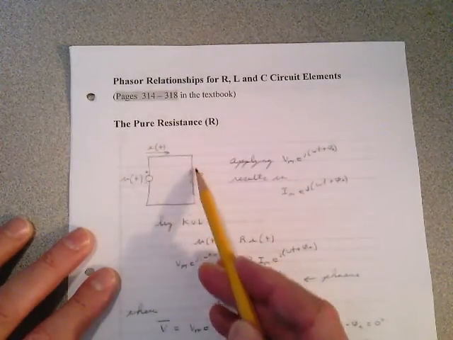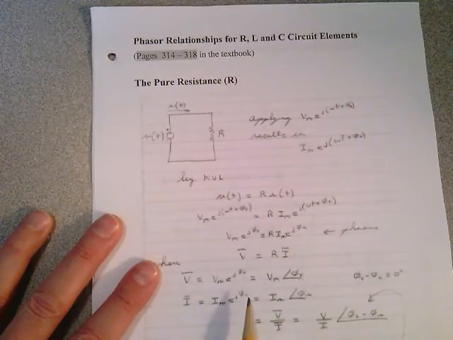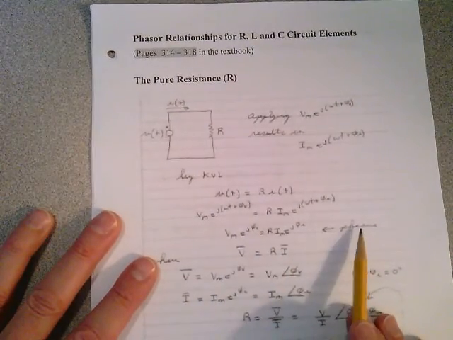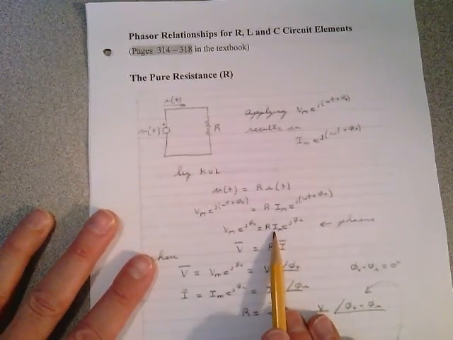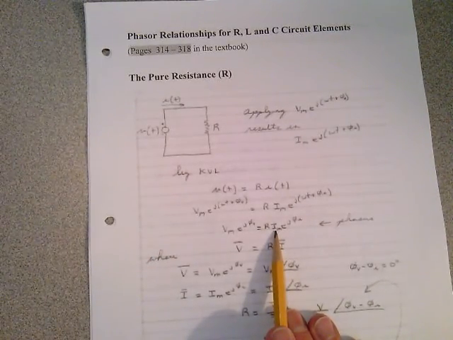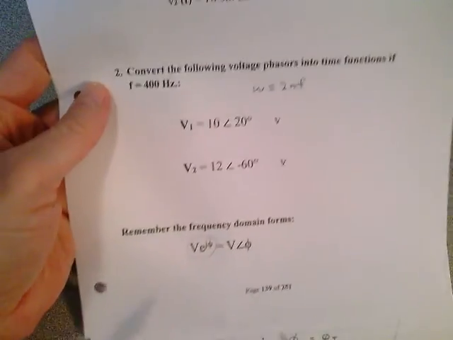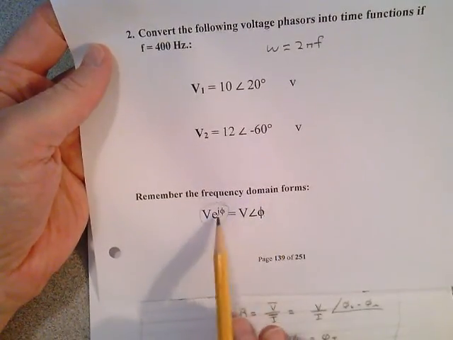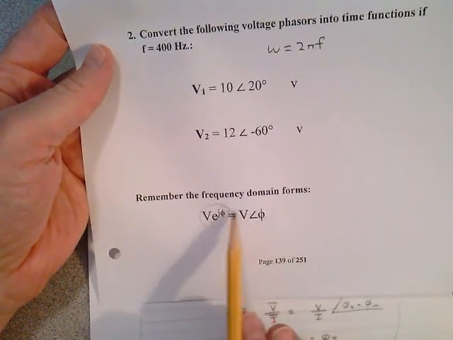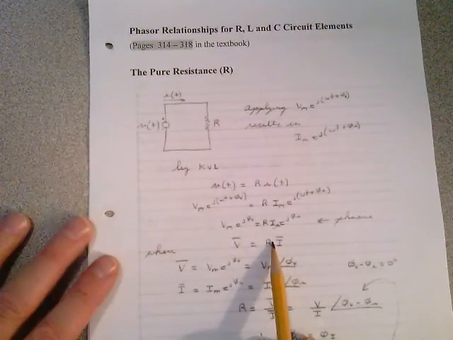I'm going to use Kirchhoff's voltage law around that loop. When I do that, I think you can make the substitution and see this. When I move it down, I get it in the phasor form. Keep in mind what I just showed you on this page. The frequency domain forms look like this. I can use this to go from here to here.